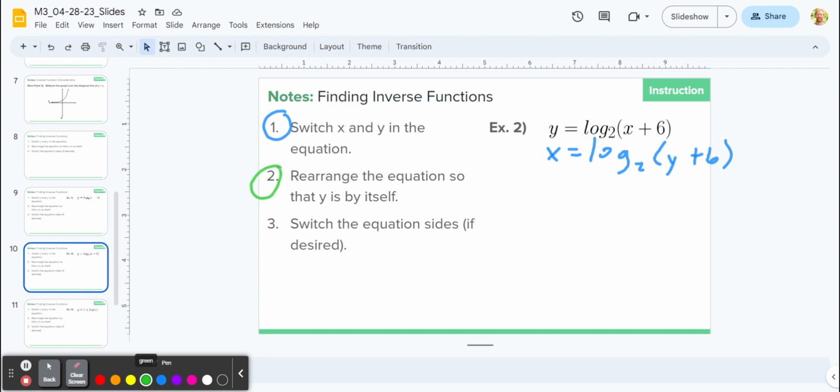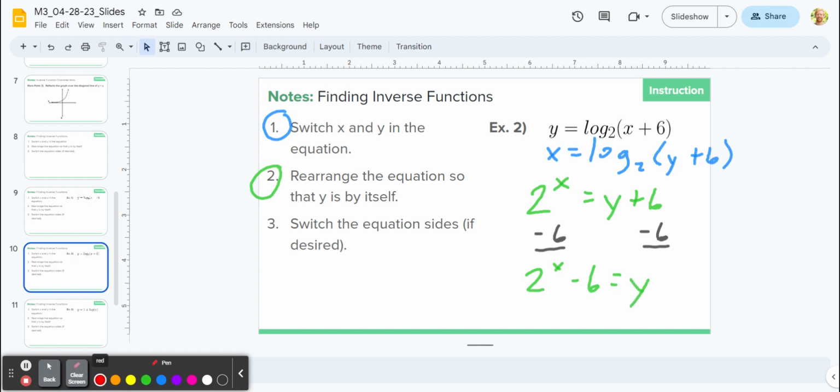Then we're rearranging so that y is by itself. Looks like, again, here we can rewrite in exponential form. So 2 to the power of x equals y plus 6. Then I can subtract 6 from both sides to get y by itself. So I'll have 2 to the power of x minus 6 equals y.